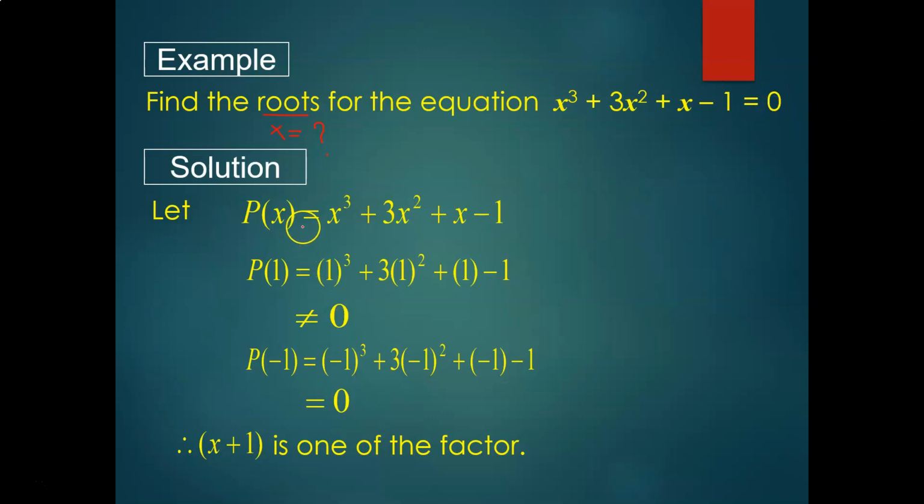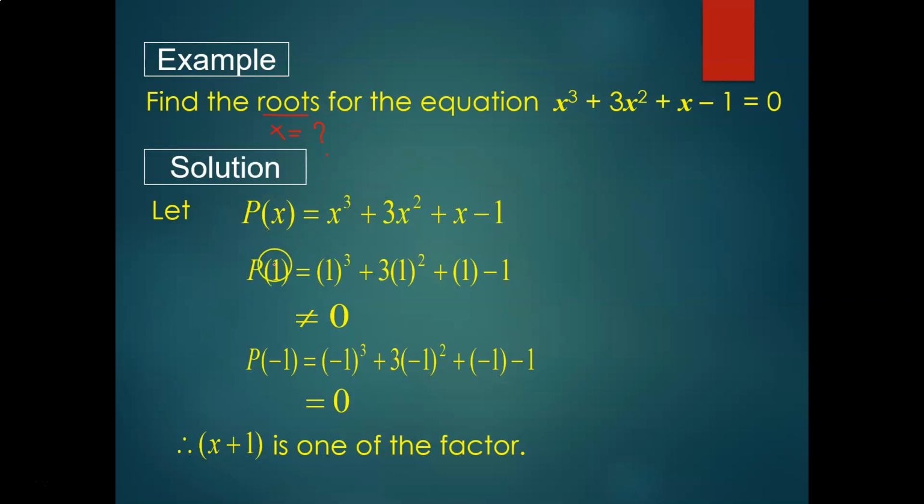Okay, so we let this be our polynomial, P(x) equals x cubed plus 3x squared plus x minus 1, without the equals 0. Now you have to use trial and error, kaedah cuba jaya. You first let x equal to 1. Kita cuba jaya. We try it with 1.